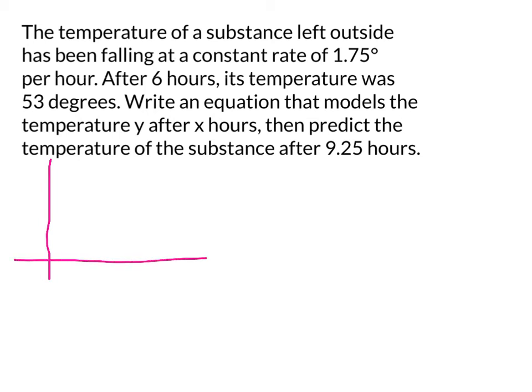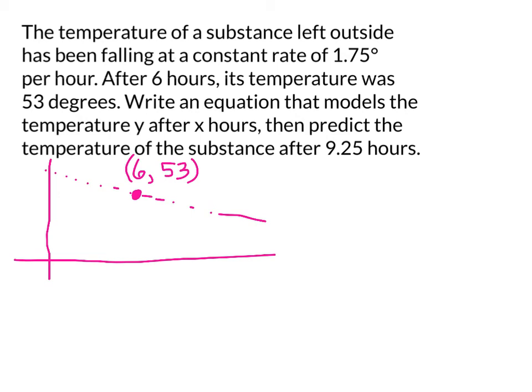So I'm going to just kind of rough sketch this. I've got something left outside, and it's falling at the rate of 1.75 degrees per hour, so it's decreasing. My slope's going to be negative. After 6 hours, the temperature was 53 degrees. So somewhere on this line is the point 6 comma 53. In other words, after 6 hours, it was 53 degrees. We want to write an equation that's going to model that behavior.